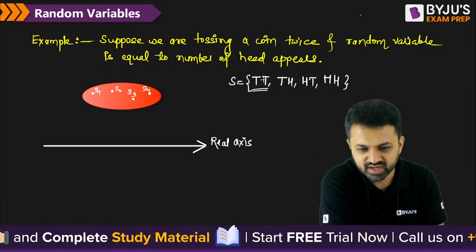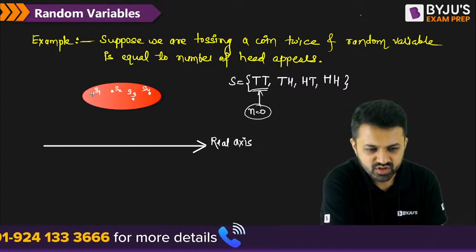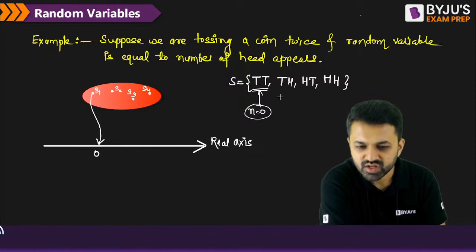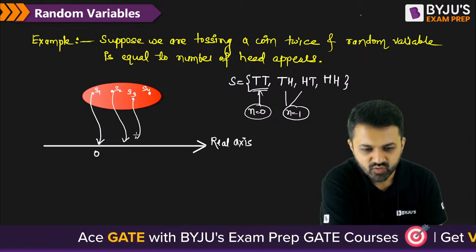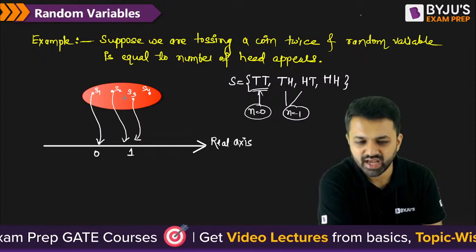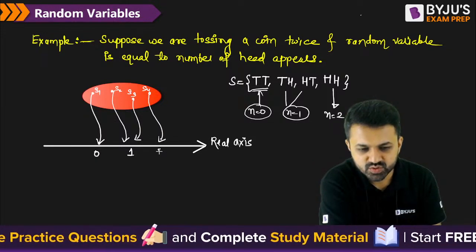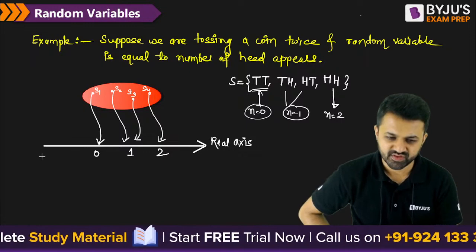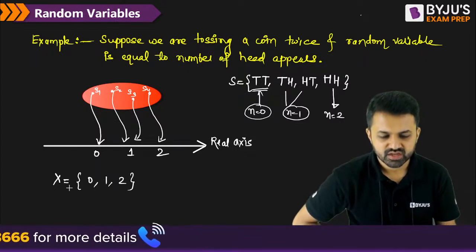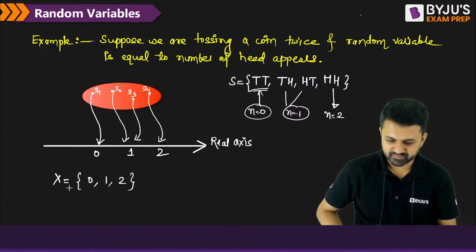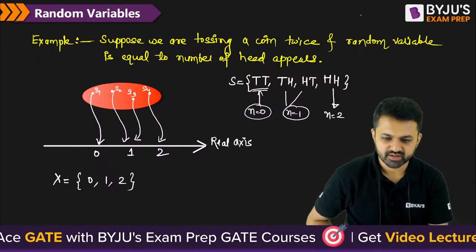So the number of heads in the first element is 0. So sample point 1 will be assigned 0. The number of heads in these two is 1, so you will assign the real number 1 to sample elements S2 and S3. And here the number of heads is 2. So this is how you define the random variable. So what is the value of the random variable? The values of the random variable will be 0, 1 and 2. Got it?